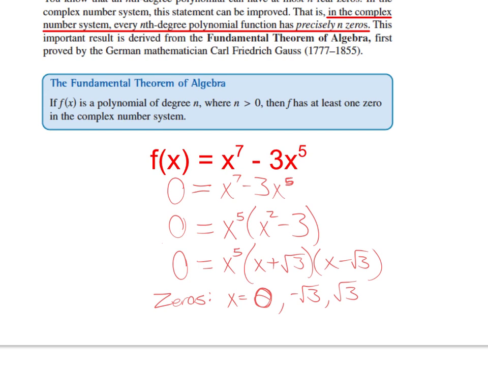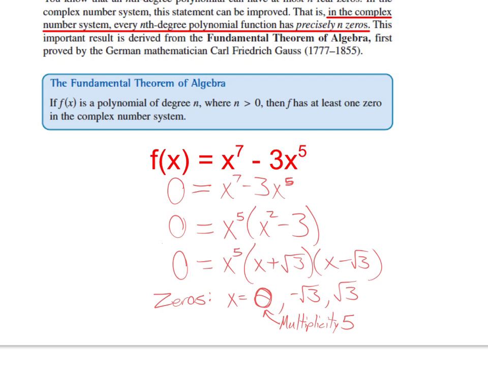Alright? But how many zeros should we have in total? 5. Okay, what has a multiplicity of 5? The 0, okay? This has a multiplicity of 5 because x was to the 5th power, right?